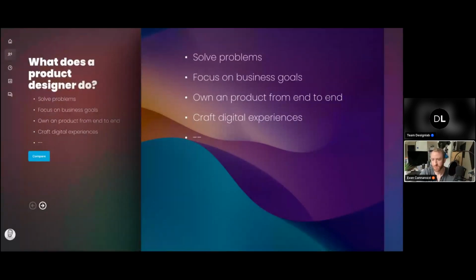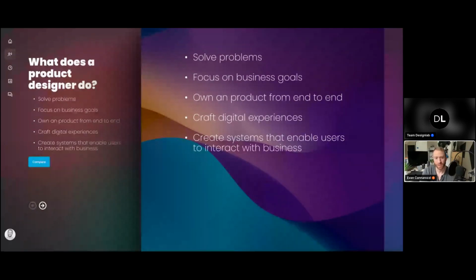Create systems that enable users to interact with. Let's use this one from Ross. Create systems that enable users to interact with business successfully. Sorry if I spelled anything wrong there. I'm not sure if I did.